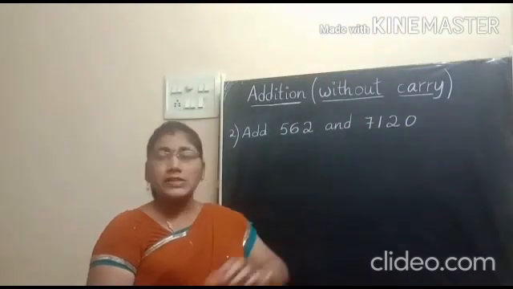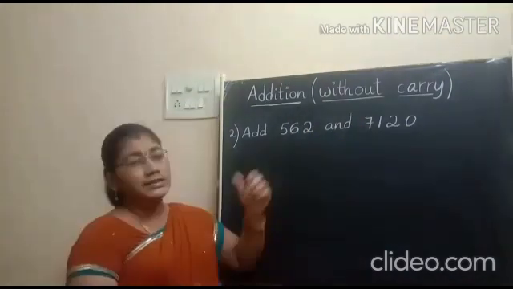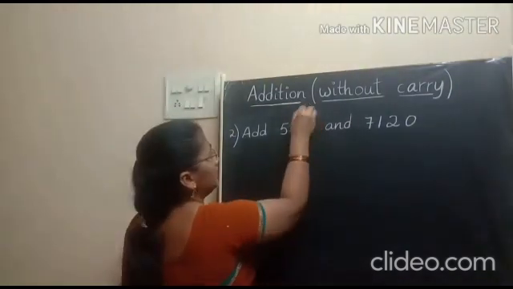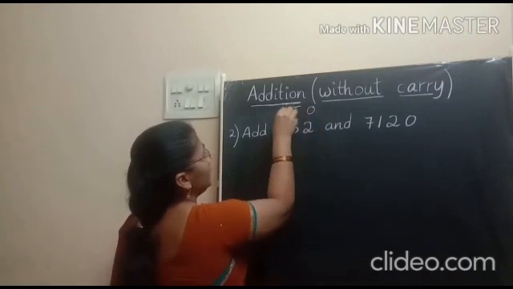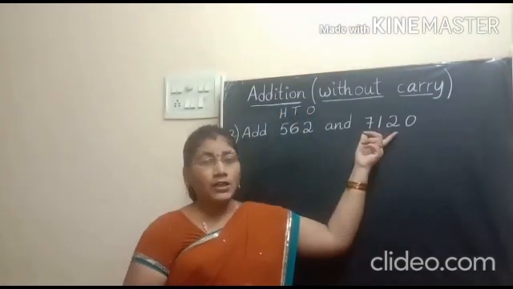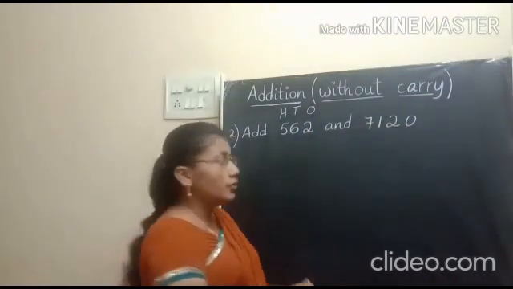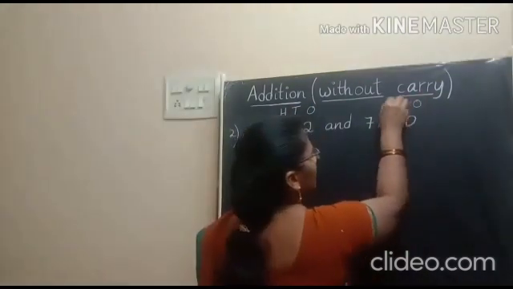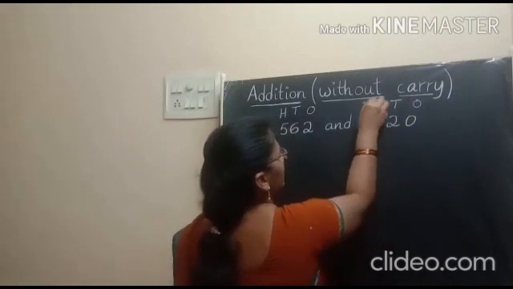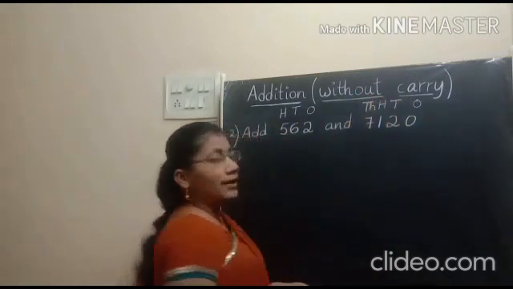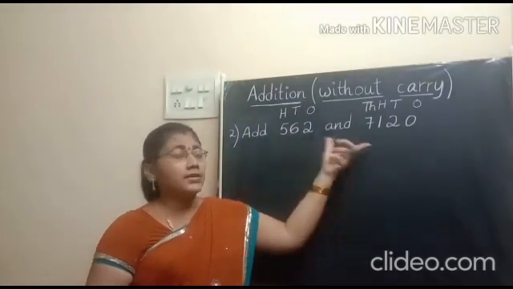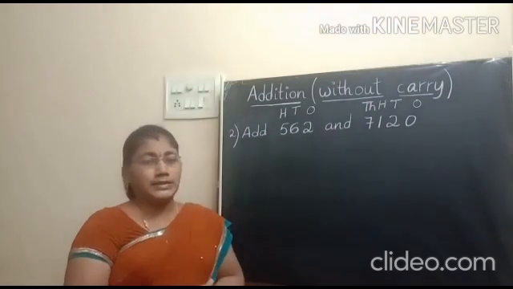How many places we need to represent 3-digit number? 3. Ones, tens and hundreds. To represent a 4-digit number, we need 4 places. Those are ones, tens, hundreds and thousands. Understood, children? Now we should arrange these numbers according to their places.